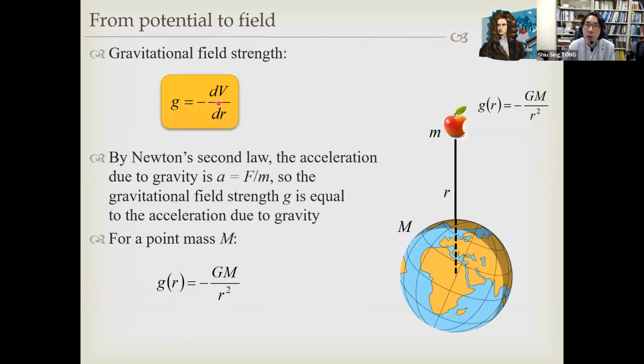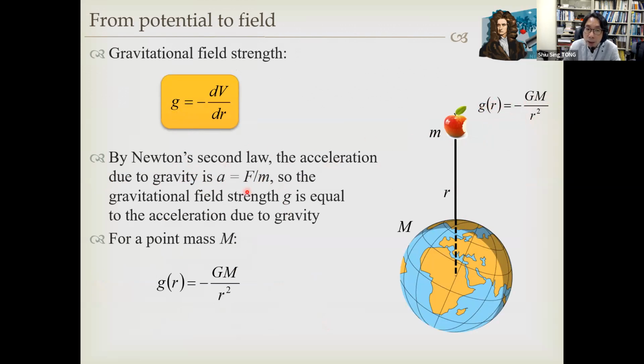Now you may wonder why I call the gravitational field strength g. By Newton's second law, the acceleration due to gravity at this point, if I suppose I'm an apple at a distance r from the center of the Earth, the gravitational force between them is GMm over r squared, right? So if I want to find the acceleration, it would be F over m, right? F over m is exactly minus GM over r squared, which is the gravitational field strength g.